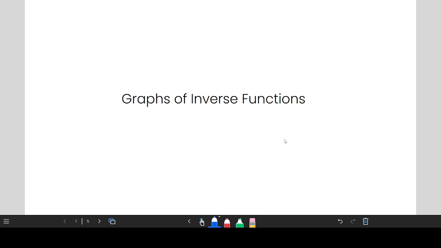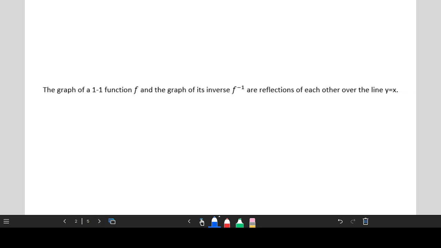In this video, we're going to discuss what the graphs of inverse functions look like in relation to each other. So if we graph a one-to-one function and then we graph its inverse on the same set of axes, what we'll see is that the two graphs are reflections of each other over the line y equals x.